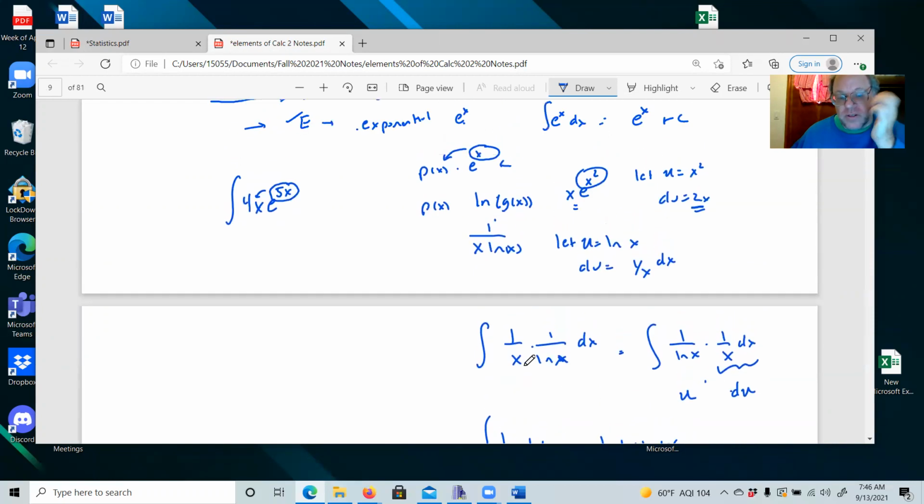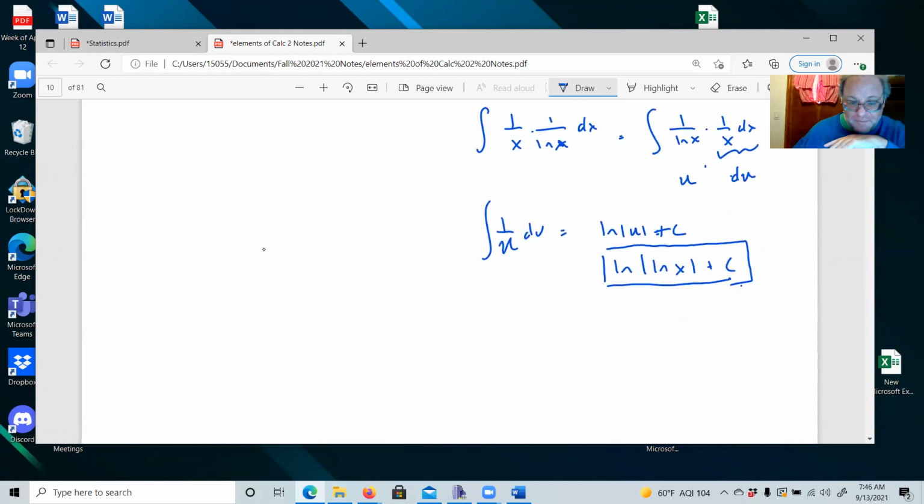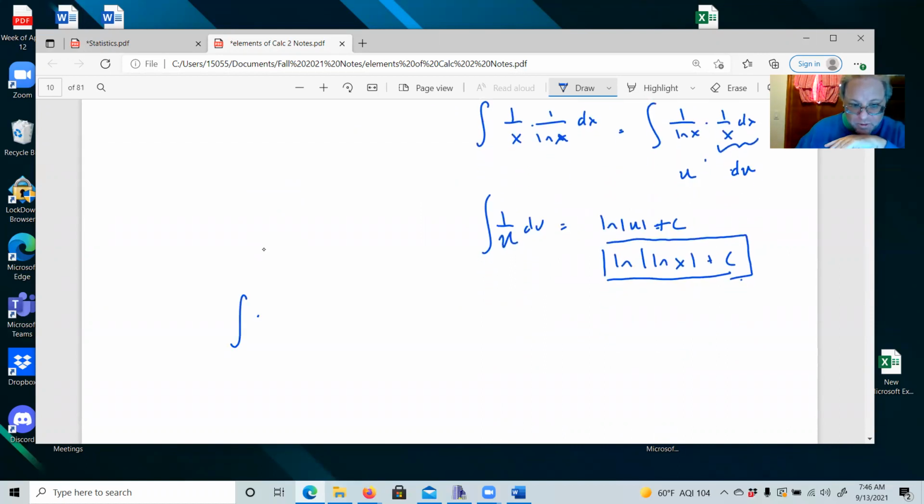Let's go on to one that you can't do this with. So here we go. We have the integral of 4x e to the 5x. If I try to take the derivative of the 5x, I just get 5 dx. That doesn't help here. So I tried to use substitution. It didn't work. Let's go ahead and do integration by parts.